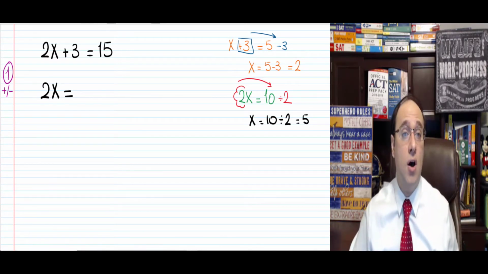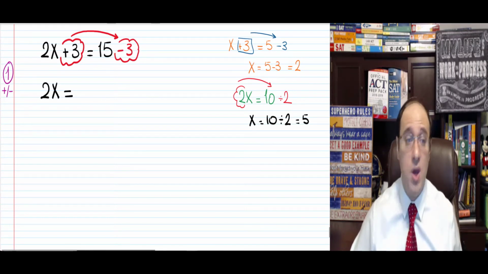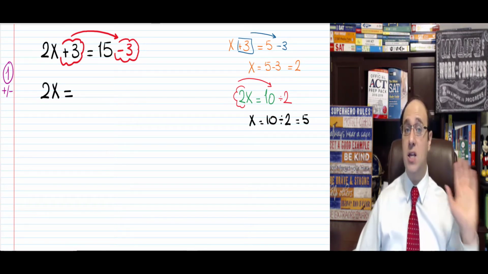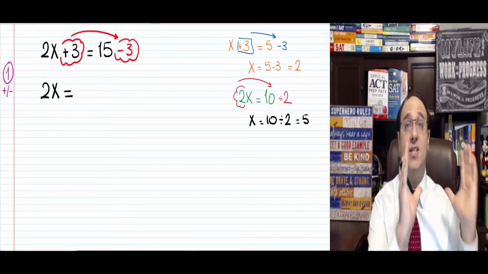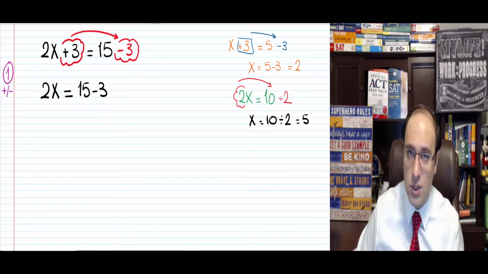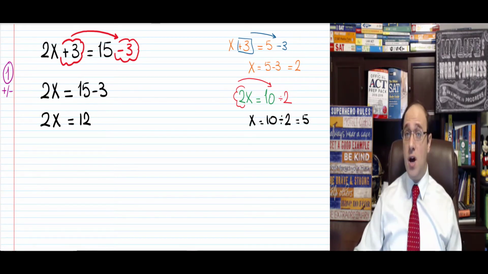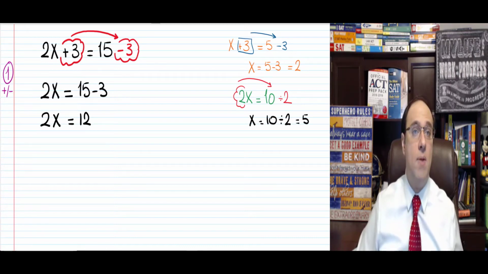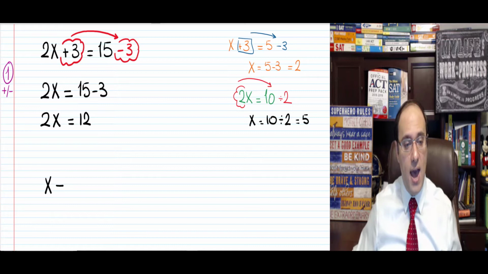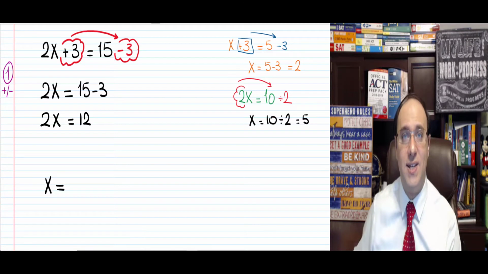So we want to get rid of the plus 3. Plus 3 goes to the other side of the equal sign as minus 3. 15 minus 3. Okay? So we rewrite this as 2x. Remember, I didn't touch the 2. So 2x is just as it is, equals 15 minus 3. Now what do we do? We answer this. 2x equals 12. Are we done? Is the answer 12? No. Remember, your final answer has to be x equals what?